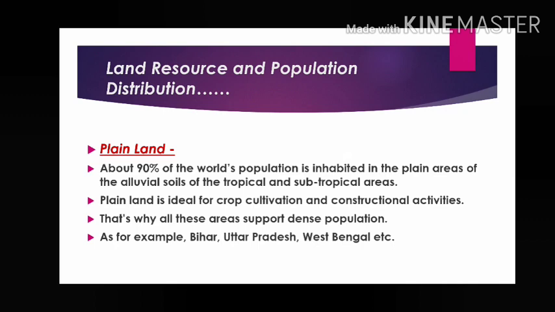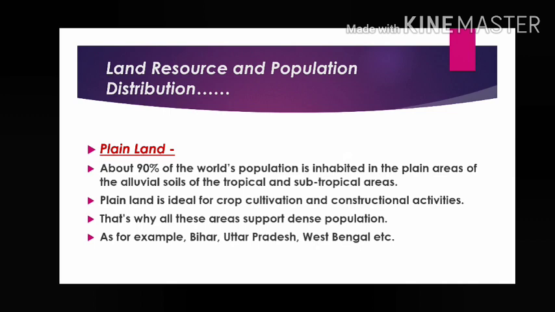About 90% of the world's population is inhabited in the plain areas. 90%. Where are they living? Plain areas. Now the question is why? Because first of all, that is written alluvial soil. Alluvial soil is one type of fertile soil. It is ideal for crop cultivation. It supports maximum type of crops.